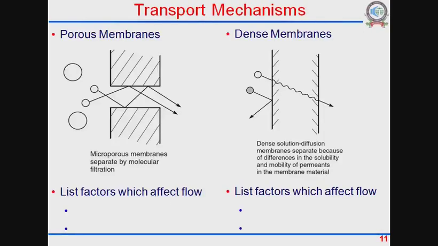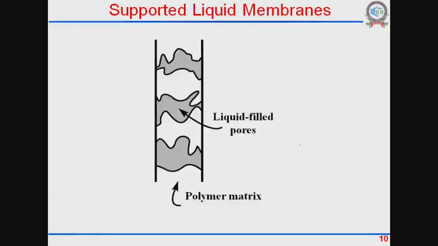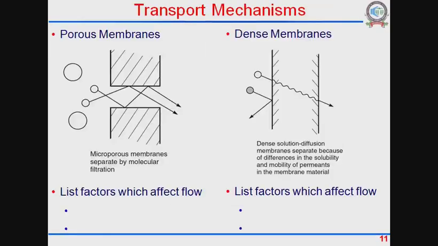Yeah, so when we are trying to look at the transport mechanism, we have looked at two kinds of membranes, porous membranes and dense membranes. Porous membranes have pores in them. So think about this as a membrane. This has one pore in the membrane. So this is one pore.